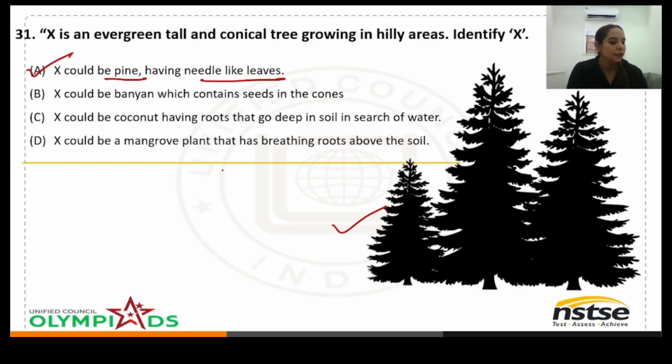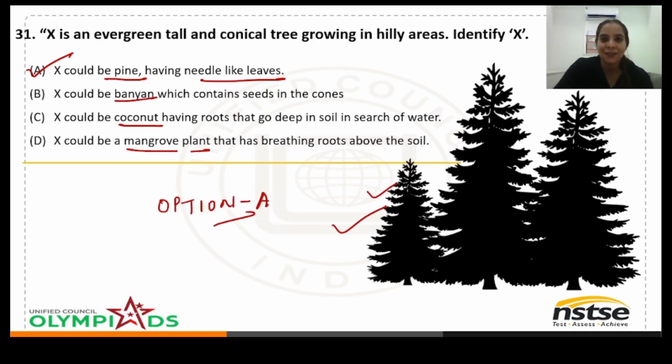It cannot be coconut trees, because coconut trees grow near river banks. Most of the time they grow near river banks, like they are found in Tamil Nadu, Kerala, Goa, etc. And if I talk about mangrove, they actually grow at places which are near equator. And banyan tree again is not found in the hilly areas. So that is the reason the correct answer here is option A. So these are the pine trees which are evergreen, tall, conical, and they are found in hilly areas.